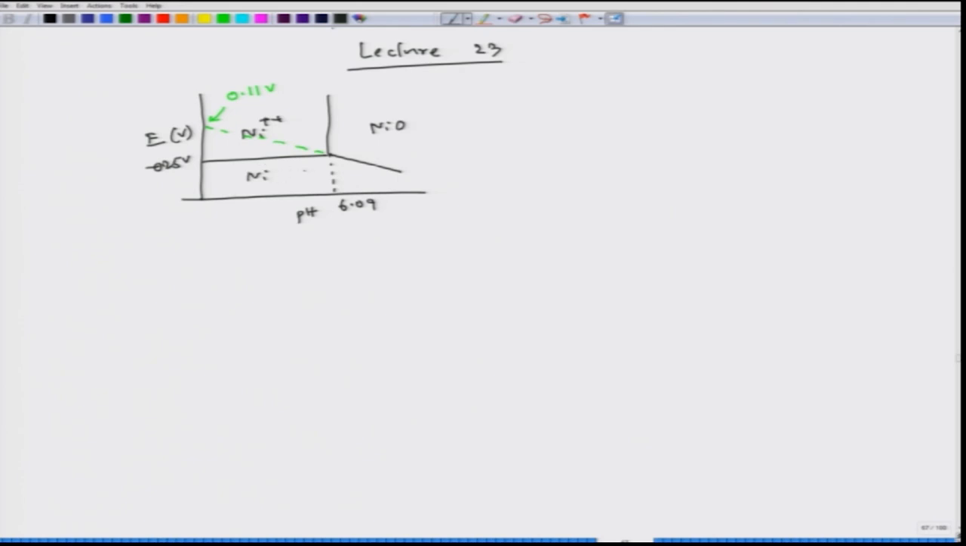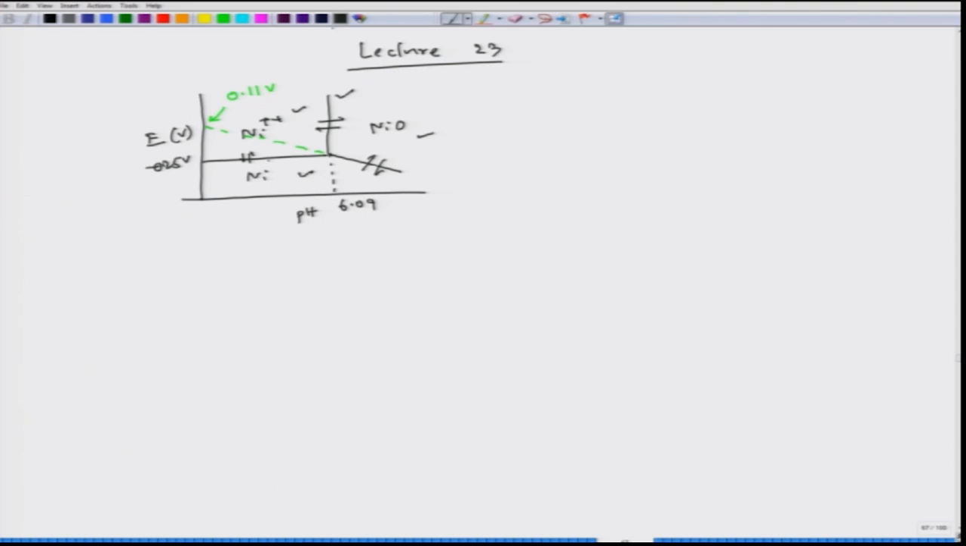We could also see how we can make sure that this region belongs to nickel, this region belongs to NiO, and this region belongs to Ni++. This also tells us about the stability of those phases in those regions of the E versus pH diagram. Moreover, each line indicates an equilibrium: this line indicates Ni++ and Ni, this line indicates Ni and NiO, and this line indicates Ni++ and NiO. We could also see that some lines are potential independent.